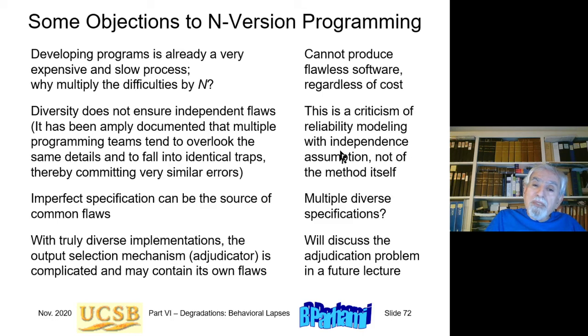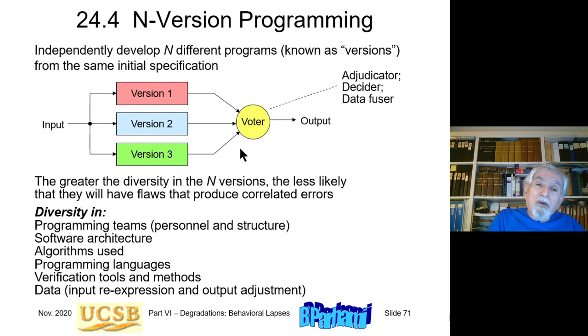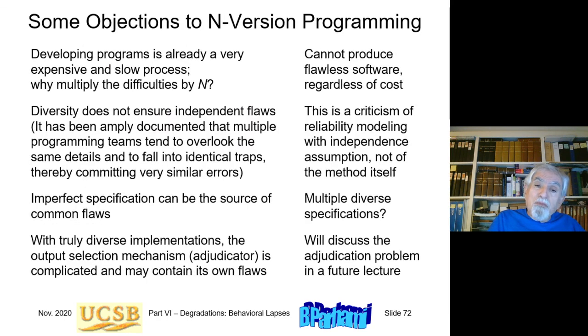Now, this criticism is actually a criticism of the modeling used. If you say, okay, this is a 2 out of 3 system, and I assume that the 3 versions malfunction independently, then of course that objection applies, because there will be dependent malfunctions between 2 or more versions. As long as you model those dependent malfunctions correctly, then you should be okay. So you should not model the n versions as being independent units that malfunction independently.